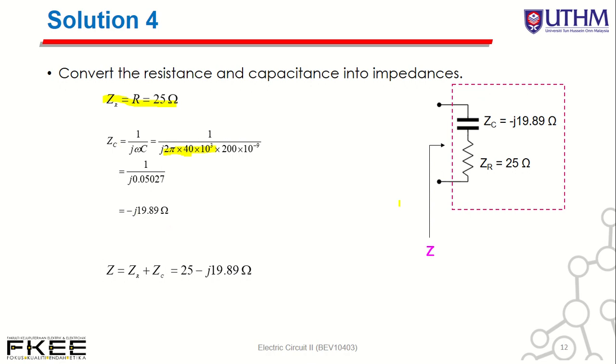This is ZC. So if you have a circuit in series, Z total equals ZR plus ZC. In this case, ZR equals 25 plus ZC equals minus j19.89 ohm. This is your total impedance. You can write it in rectangular form, or by using your calculator, you can also display your answer in polar form. Either one, it's up to you, or depends on the question.